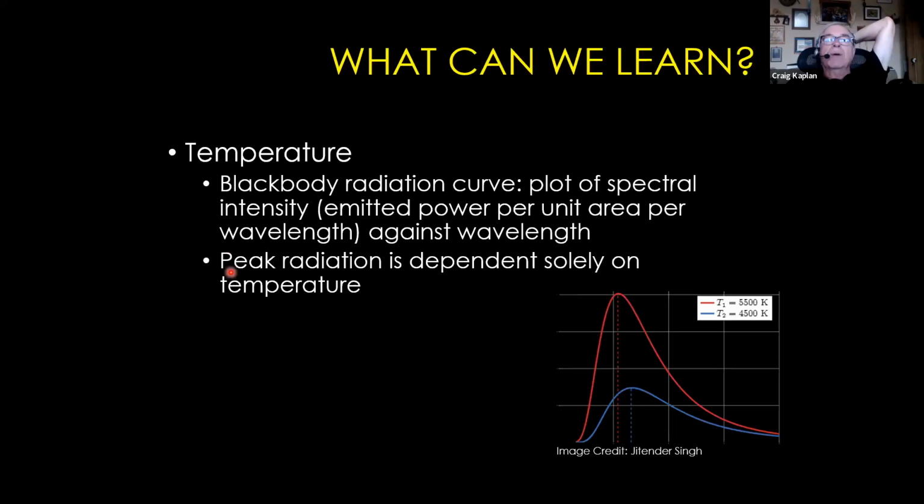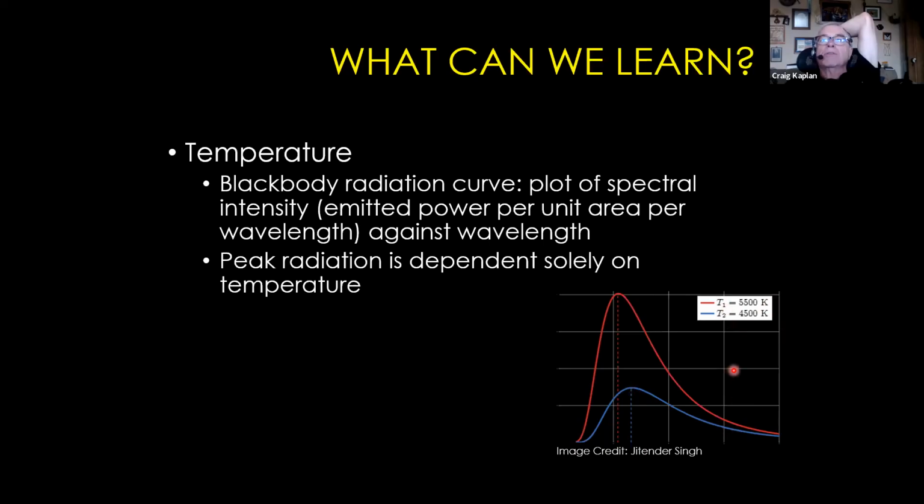And it turns out that the peak radiation is dependent solely on the temperature of the body that's emitting the wave. So they've got a black body. You don't get any extraneous radiation from reflection or anything. This is all what it's producing. And so a black body that's emitting this radiation curve would be 5,500 degrees Kelvin. And a body that's emitting this curve, the peak is at 4,500 degrees Kelvin.